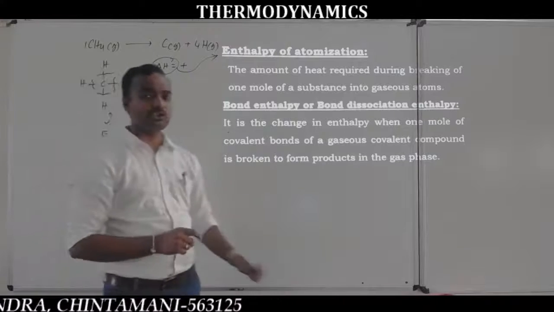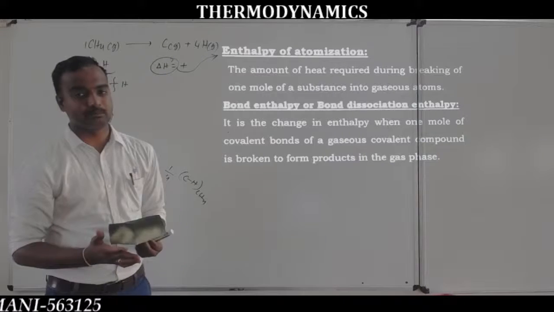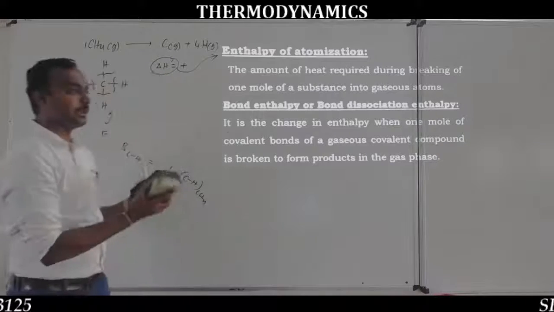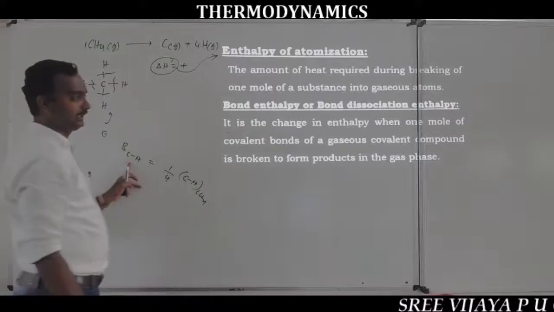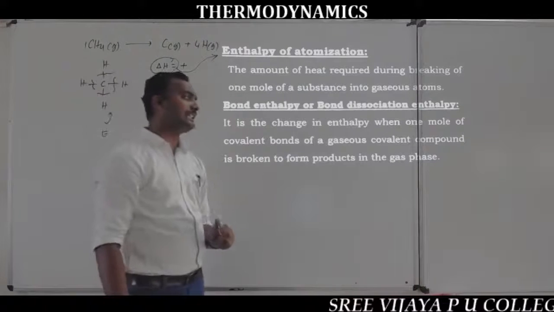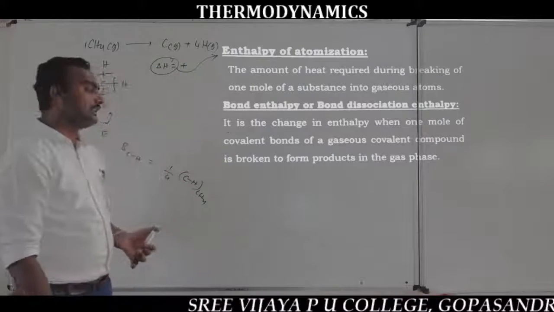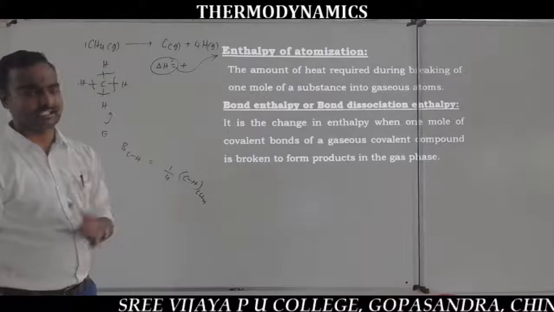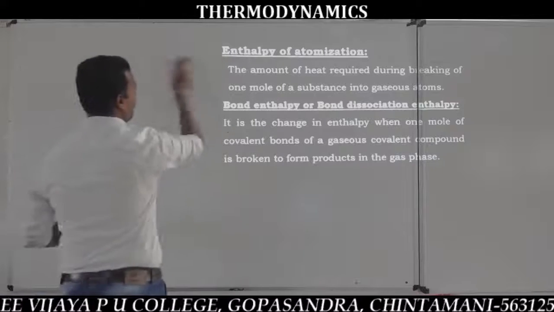So we take the average: the total enthalpy change when breaking all the bonds, divided by the number of bonds broken. So 4 bonds. So each bond's bond enthalpy is known. So bond enthalpy is the change in enthalpy when one of the covalent bonds of the gaseous covalent compound is broken into the products in the gaseous phase. That is called bond dissociation enthalpy or bond enthalpy.